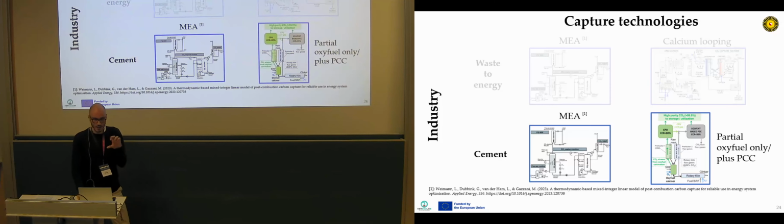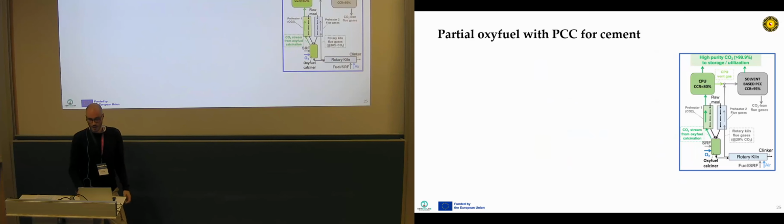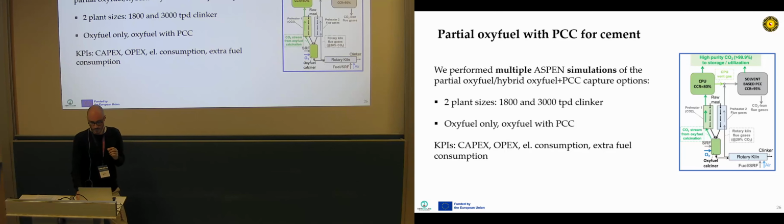Now moving on to the simulations for cement, let's focus on the partial oxy-fuel with the small post-combustion capture unit. So we are talking about oxy-fuel combustion in cement. The oxy-fuel happens in the calciner part of the cement plant, which runs on oxy-fuel conditions. And this allows to capture 80% of the CO2 in the flue gas stream. If you want to capture the rest, so the 20% remaining, you can have a small post-combustion capture unit.